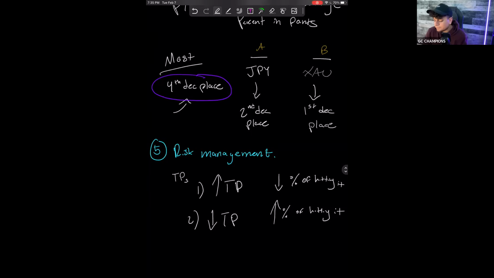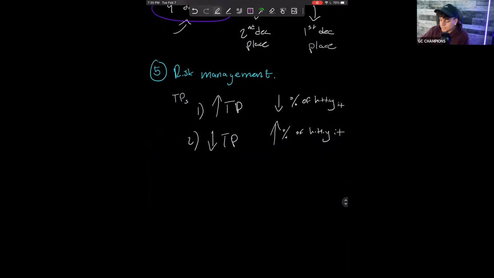The next step is now looking at pip calculation. So what is my risk to reward?